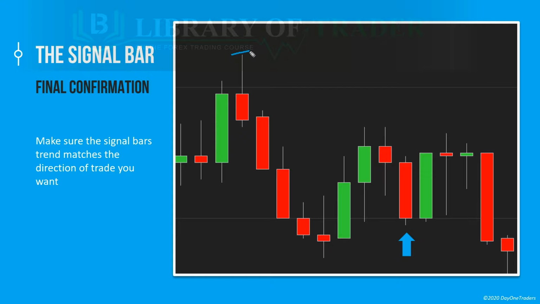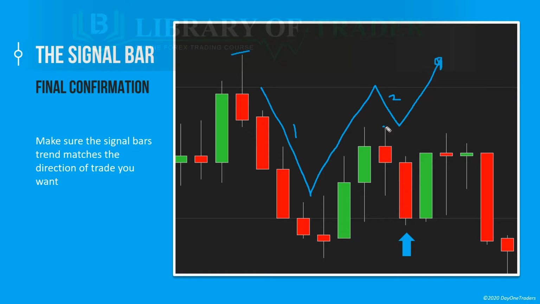So if we have a new high here, here's one leg down, a pullback, and then a second leg down. So this is a two-legged pullback. And so what we want is we want our signal bar to be bullish because this is a long trade. We're looking for it to go to the long side. And so we want to make sure that this signal bar that we have is green and a bullish signal bar.